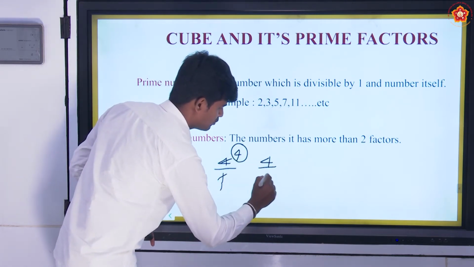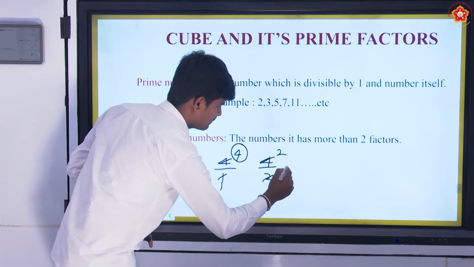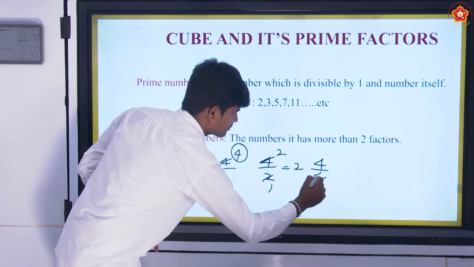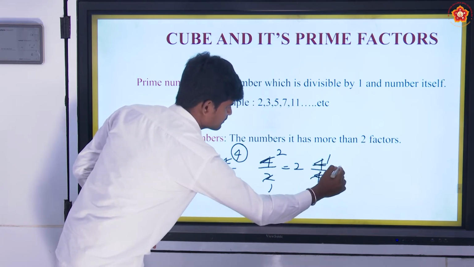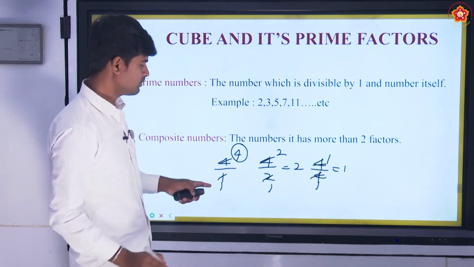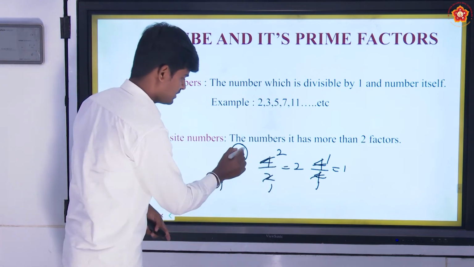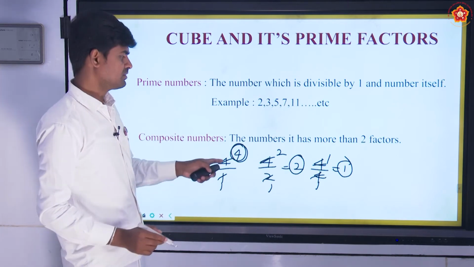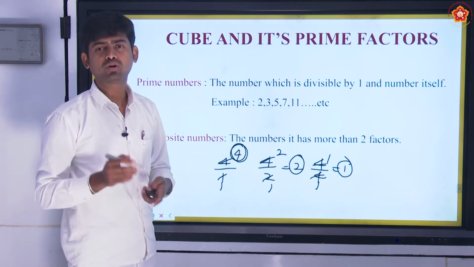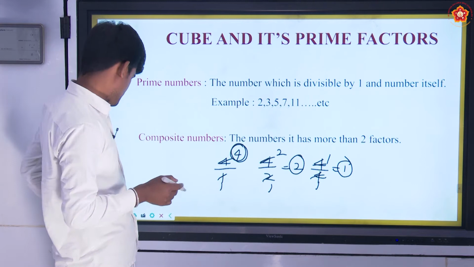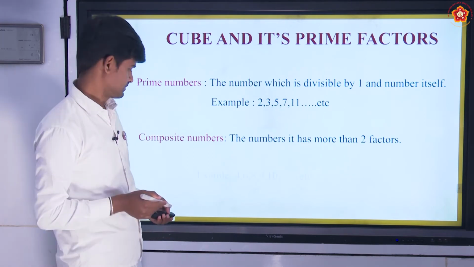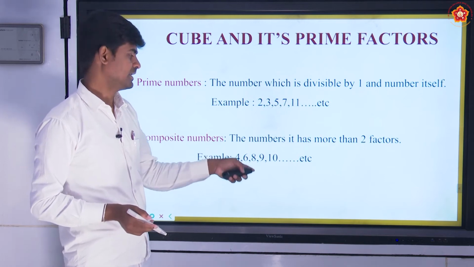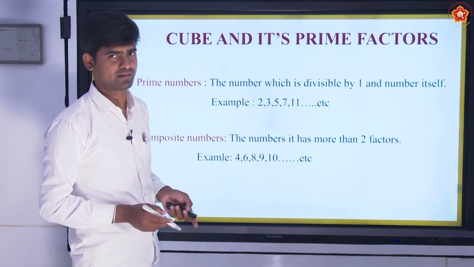4 is divisible by 2, 2 ones are 2, 2 twos are 4, another factor. 4 is divisible by 4, 4 ones are 4. So it has 3 factors. This means numbers that have more than 2 factors are called composite numbers. Examples: 4, 6, 8, 9, 10, and so on.